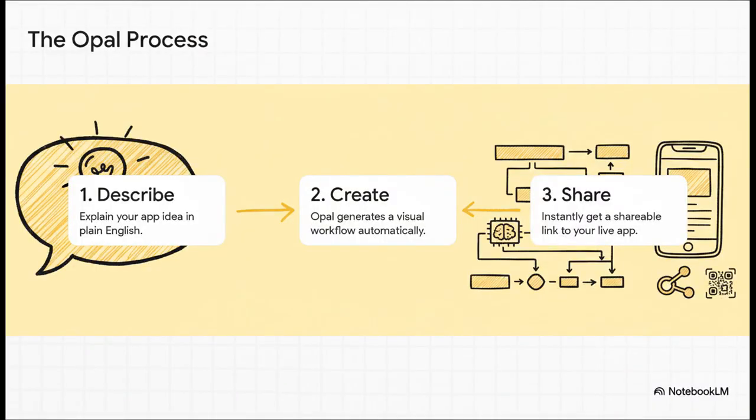And the way it works is just ridiculously simple. Step 1, you just talk to it. Explain what you want your app to do in normal, everyday language. Step 2, bam! Opal's AI, which, by the way, is running on Google's Gemini models, spits out this visual workflow, like a little flowchart of your app. And finally, step 3, you get a link, a live, shareable link to the app you just dreamed up. It's insane. We're talking minutes from idea to reality.